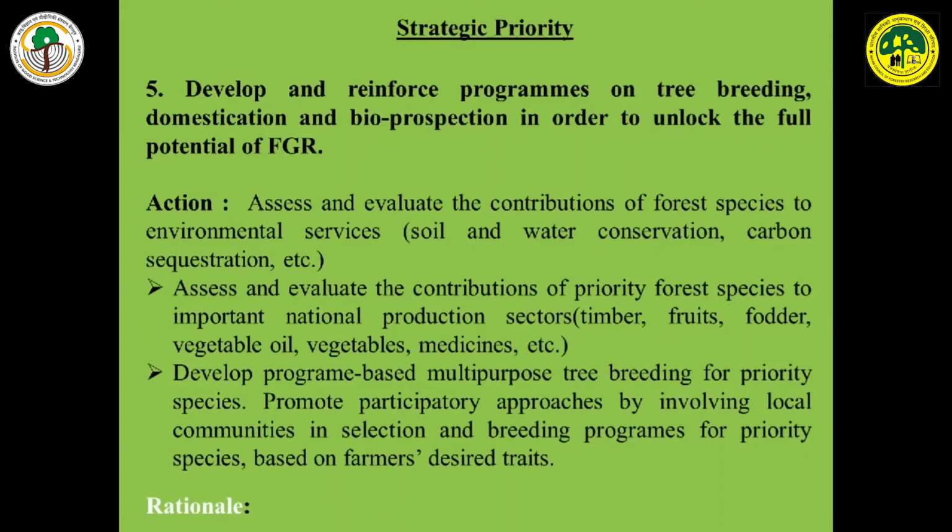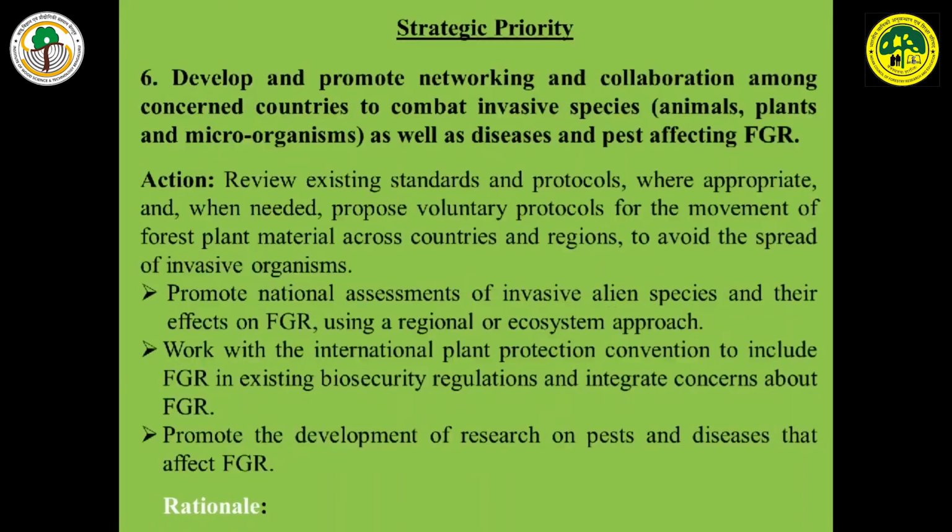important national production sectors: timber, food, fodder, vegetables, oil, medicine, etc. Develop program-based multi-purpose tree breeding for priority species. Promote a participatory approach by involving local communities in selection and breeding programs for priority species based on farmers' desired traits.